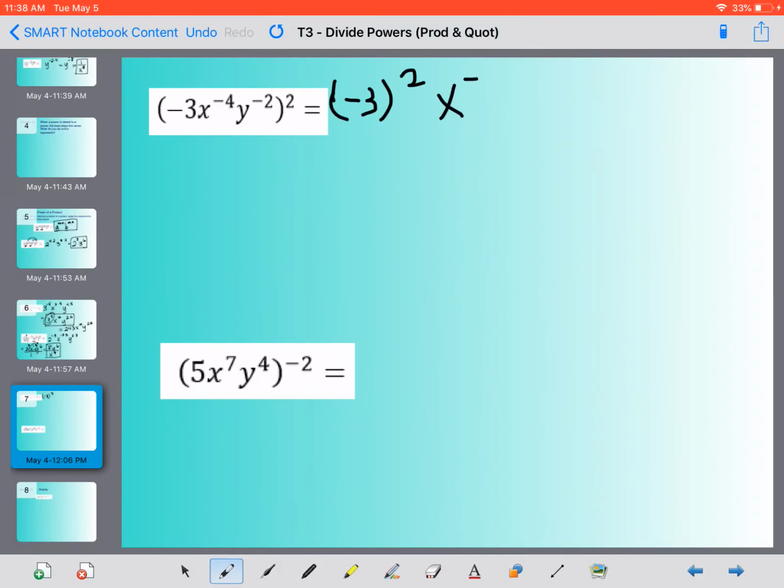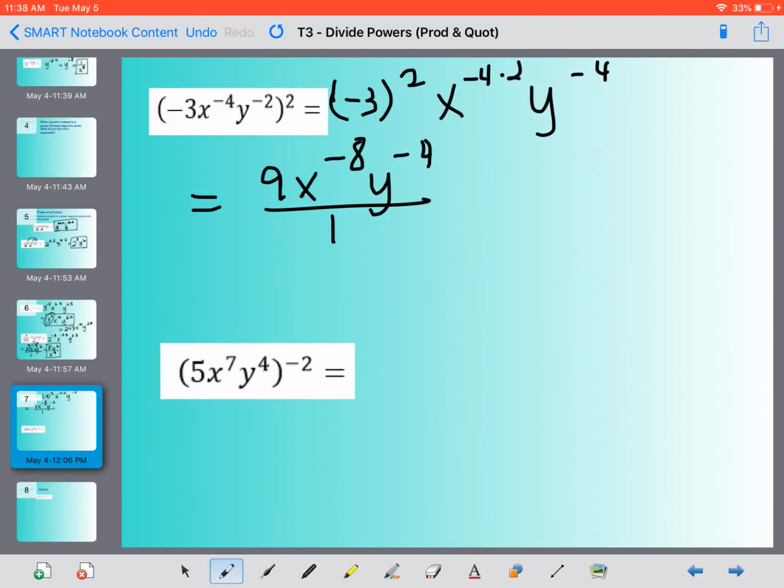times x to the negative 4 times 2, y to the negative 4. So that would be negative 3 squared. Negative 3 times negative 3 is a positive 9. Then you have x to the negative 8, y to the negative 4.